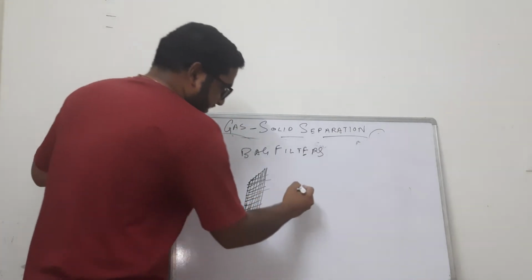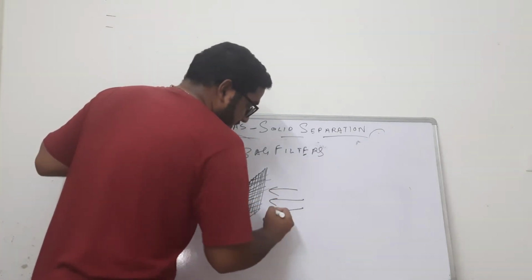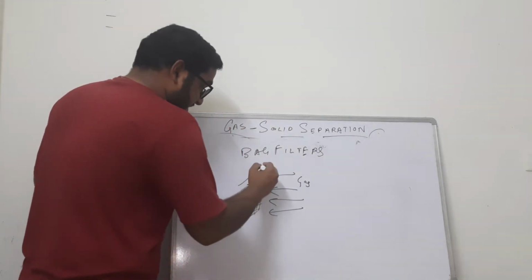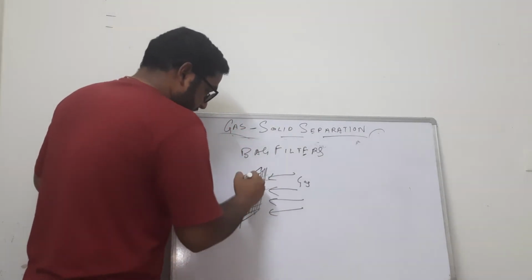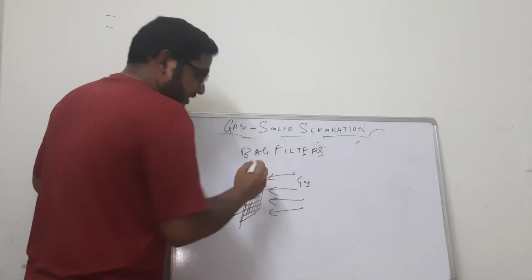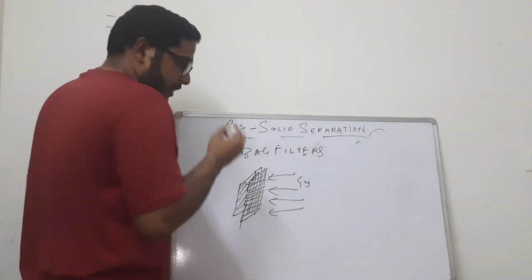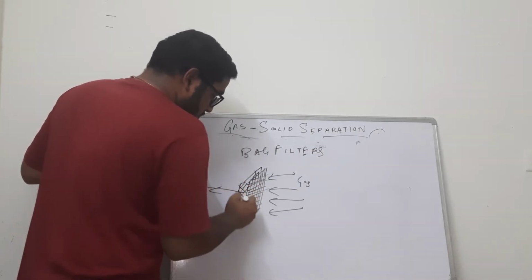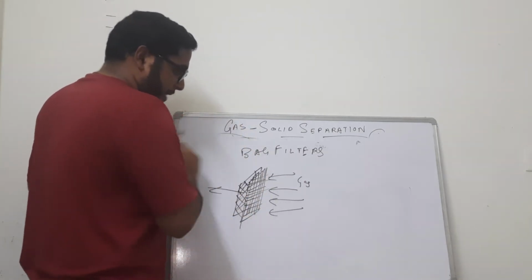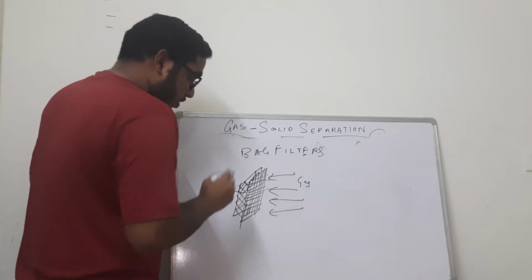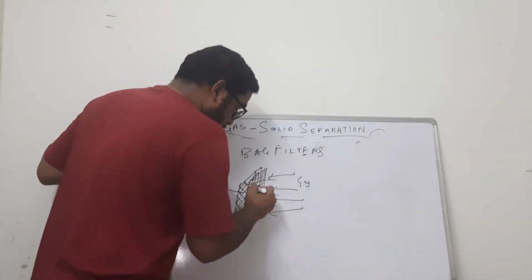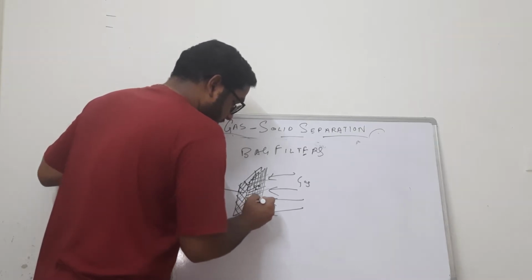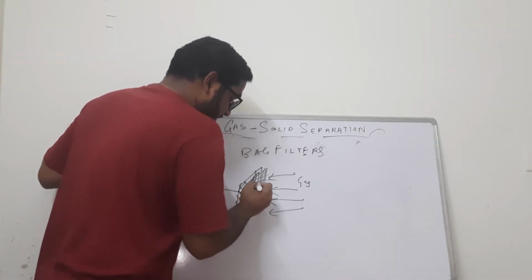The small pore sizes allow the gas to pass through, and they are used in a series of bags. It's like the bags you carry to the market. It has small pores which allow the gas to pass through. But the liquids and the solids get deposited on the filter, as the name suggests, the bag filters.